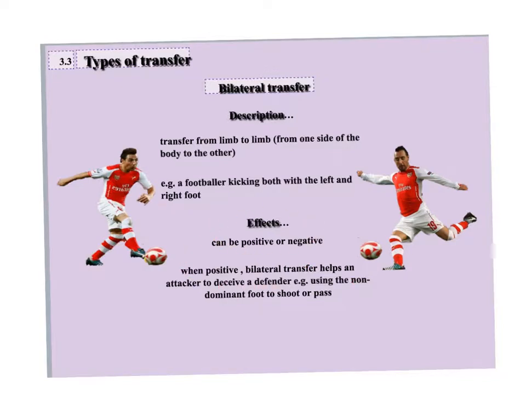When positive, bilateral transfer helps an attacker to deceive a defender, e.g. using a non-dominant foot to shoot or pass. I think if you're going to get to the autonomous stage of learning in football, you really do need bilateral transfer. And just take a minute now: try and write your name with your right hand, then transfer it across and try and write your name with your left hand. That would be bilateral transfer. And it would probably be quite negative in that scenario because you're so used to writing with your dominant hand.